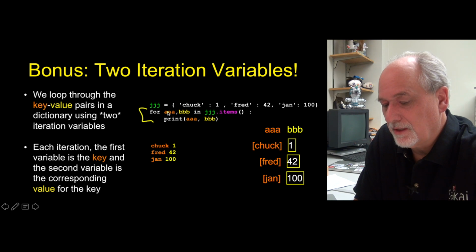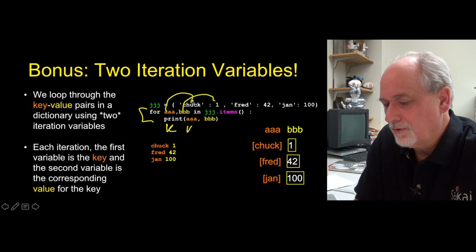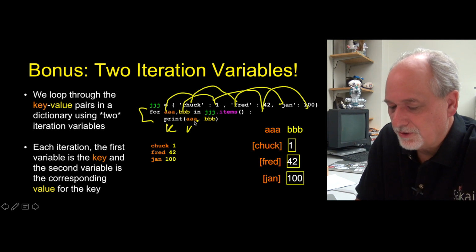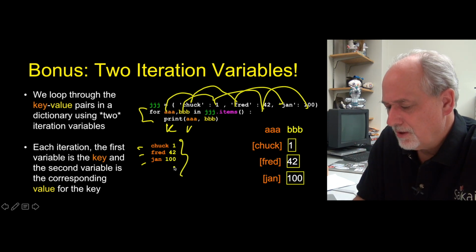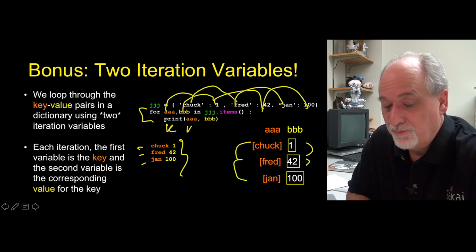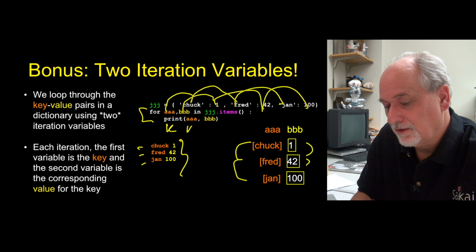What this basically does is say, we're going to simultaneously advance these two iteration variables. So this is going to be the key and the value, the K and the V. The key and the value is going to be Chuck, 1, then they're both going to advance. Fred, 42, Jan, 100. So in this simple loop, if we just print them out, we're going to get the key-value pairs. So AAA and BBB simultaneously walk down these key-value pairs. That's really pretty, and it makes for a very succinct loop.